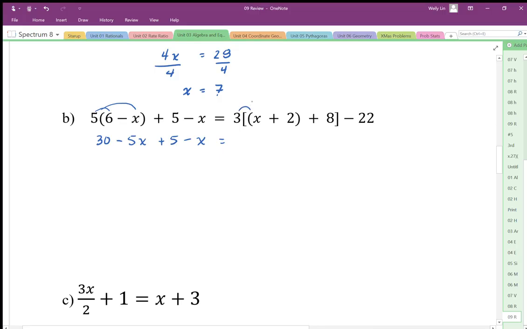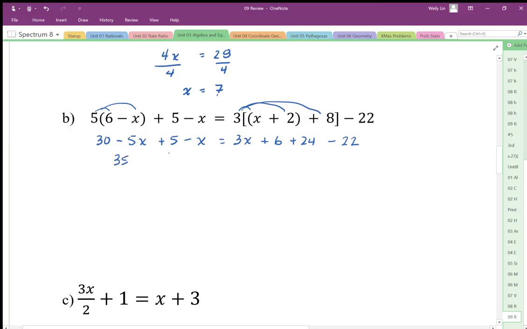But let's try this. We can just distribute as well. Okay, so we get 3x plus 6 plus 24. And that's really the same as making this into 10 and distributing it in times by 3 after, because 6 plus 24 is going to be 30 anyways. Okay. So now that I got rid of brackets, it's a little bit easier to group everything together, so I'm going to do that first.